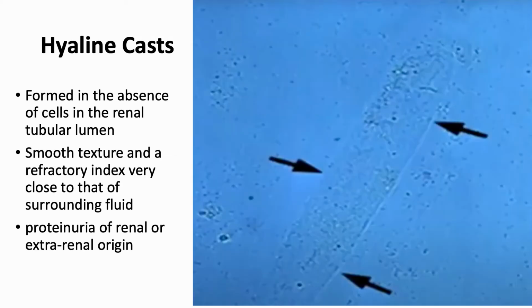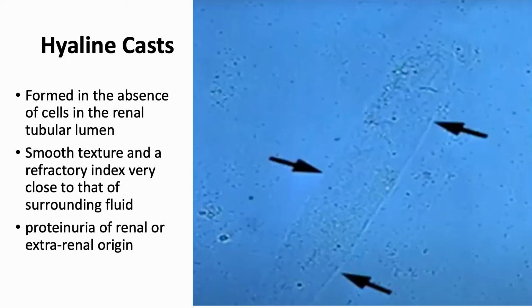So hyaline casts are the most frequently seen casts in the urinary sediment, which consist almost entirely of Tamm-Horsfall protein. They are formed in the absence of cells in the renal tubular lumen. They have a smooth texture and a very low refractive index similar to that of the surrounding fluid. So they have a barely visible outline and can blend into the background. Hence, increasing the background contrast would enhance their visibility.